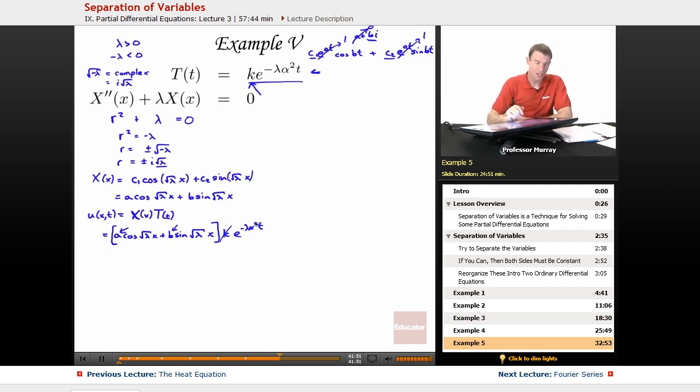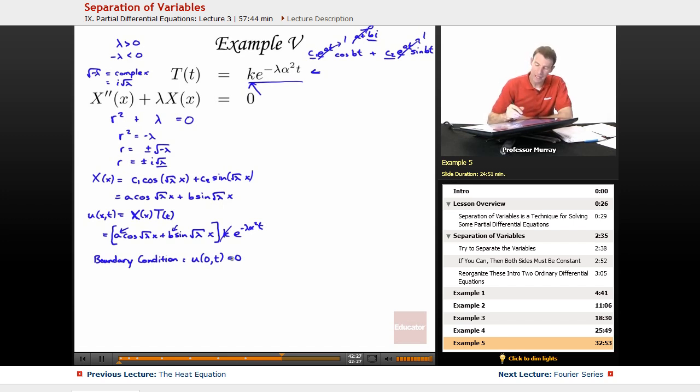But I'm trying to satisfy my two boundary conditions, so let me remind you what those were. My first boundary condition was u of 0,t. Let me label this as a boundary condition, because it's probably been a while since you've seen it. This is a boundary condition. This is given to us as part of the differential equation, as part of the package along with the differential equation, that u of 0,t had to be equal to 0.